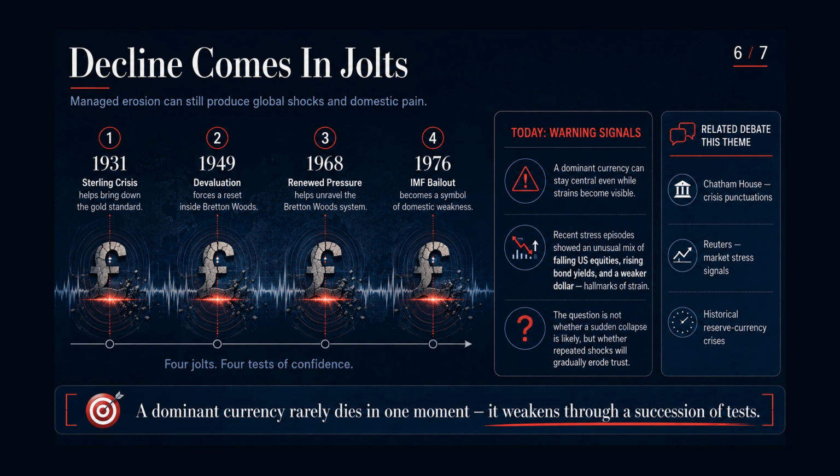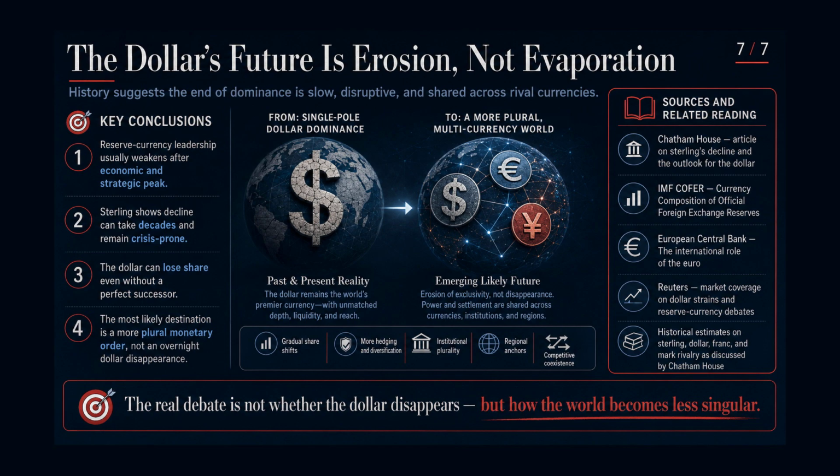The same idea matters for the dollar today. A dominant currency can remain central for a long time, even while stress signals appear. The warning signs are not only a falling exchange rate, they can also include rising bond yields, falling equities, and investors questioning whether US assets are still as safe as before. So the point is not that the dollar will die in one dramatic moment. The real risk is repeated shocks that slowly weaken confidence.